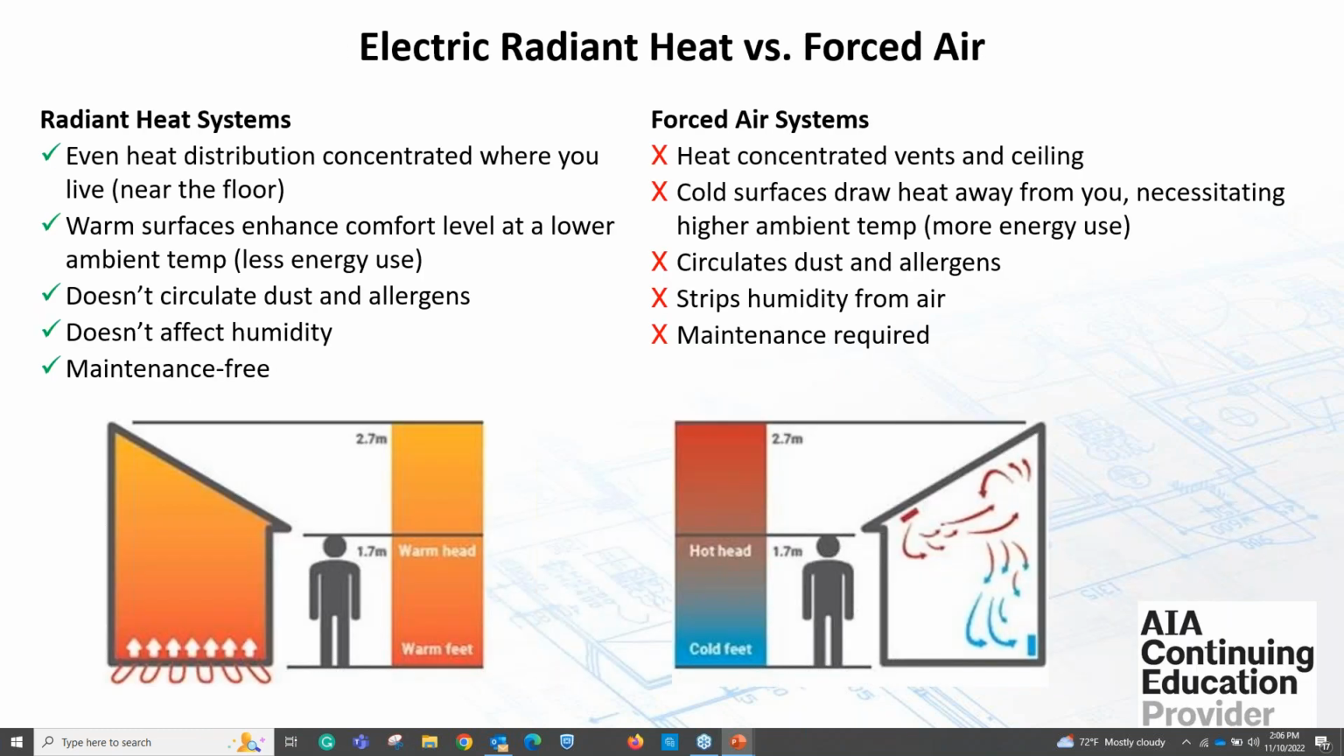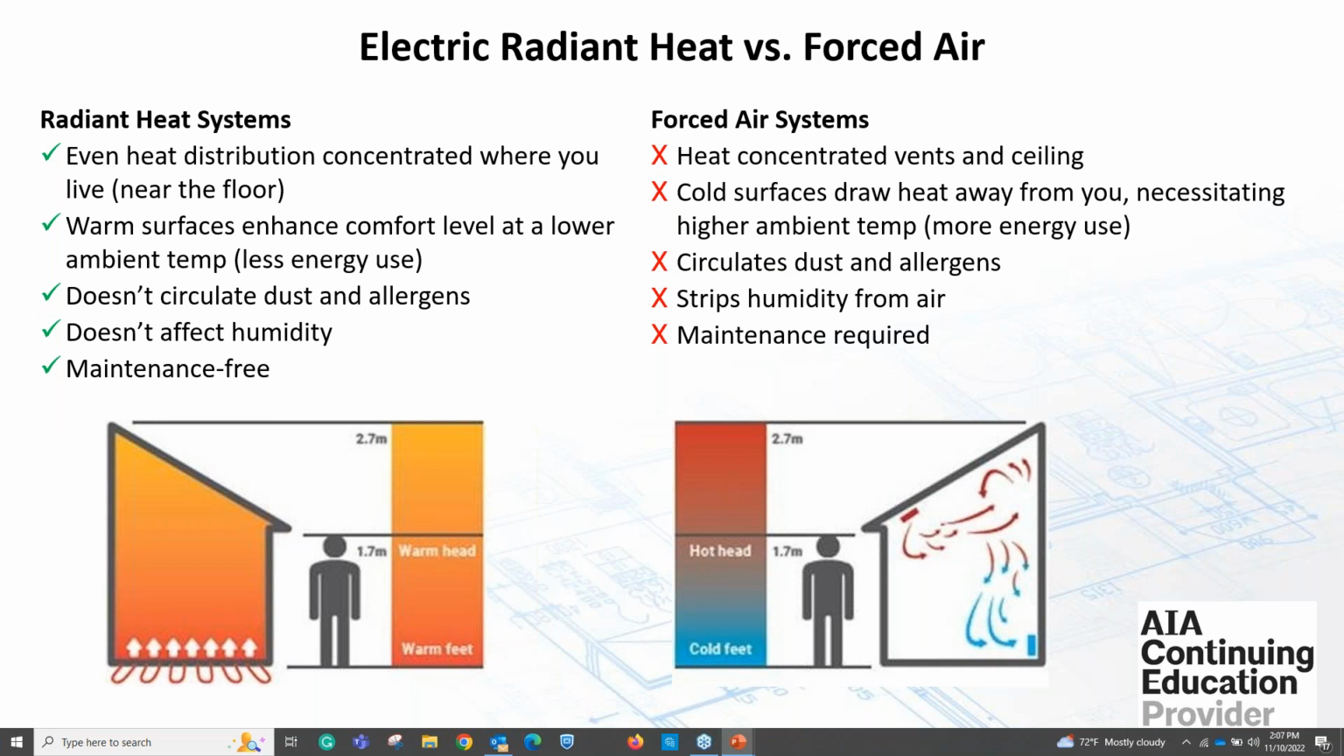So let's look at the radiant heat versus forced air. You heat where you live instead of trapped air up in the ceiling. It's a warm and comfortable feeling of heat. Cold floor, like you walk into a bathroom in the morning and hit that marble floor, it's cold, makes you recoil. You turn on an electric heater and you hear a buzz on a base heat.